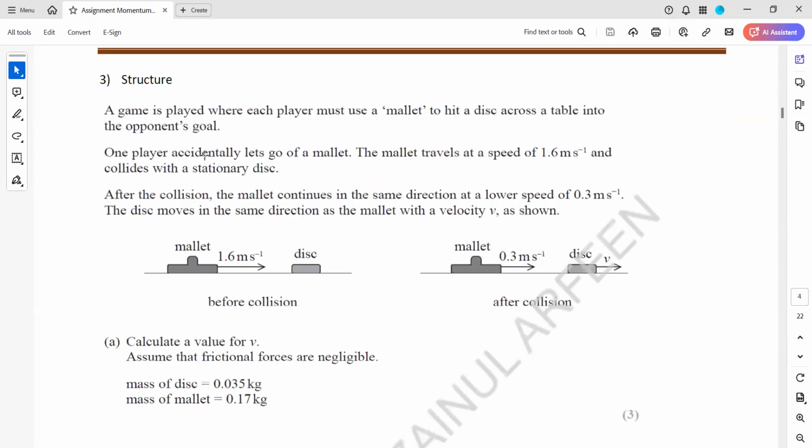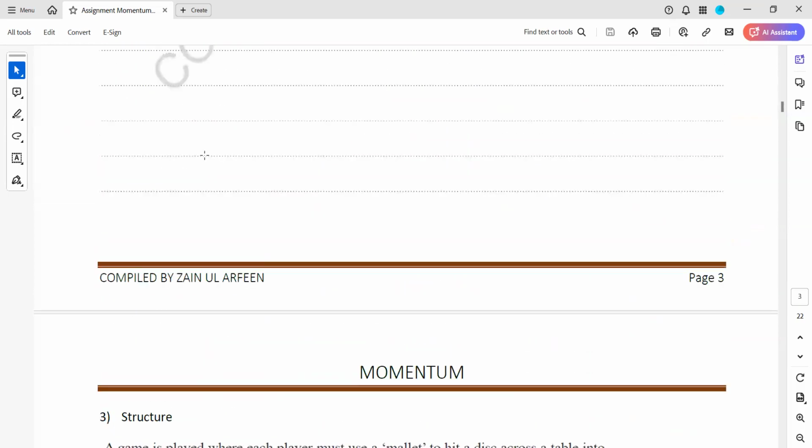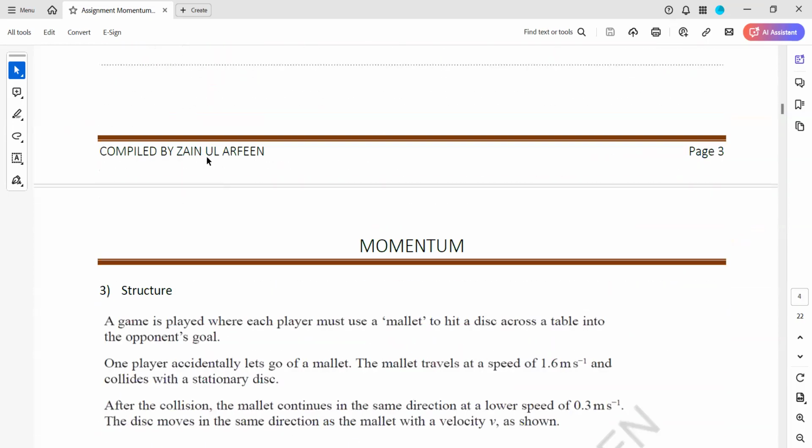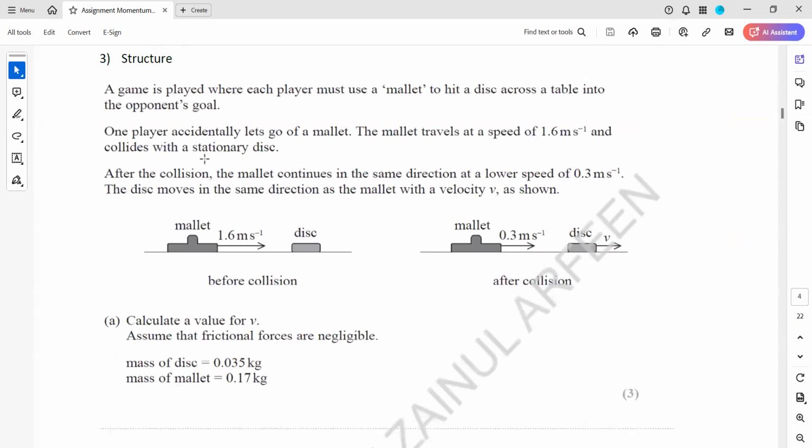In question 3, a game is played where each player must use a mallet to hit the disc across the table into the opponent's goal. One player accidentally lets go of a mallet, and the mallet travels at a speed of 1.6 meters per second and collides with a stationary disc.